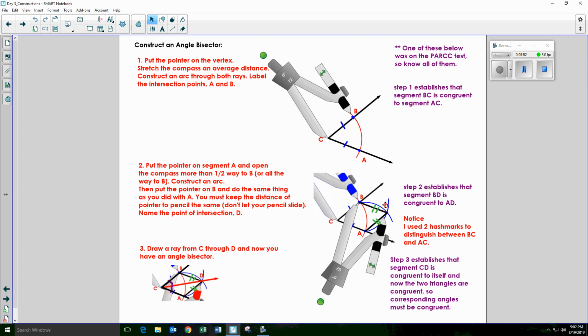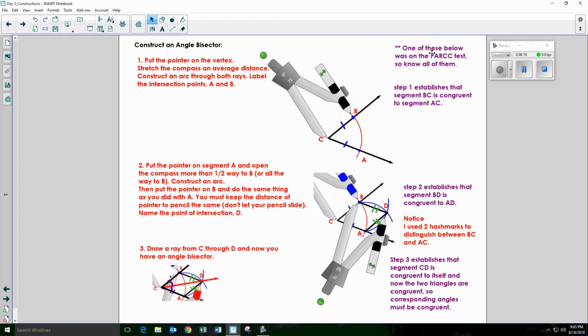So remember how we used hash marks on lengths of sides being congruent? We'll use arcs. These little arcs show the angles are congruent. So since that has one arc and that has one arc, that means these two angles are congruent. I could have had two arcs and two arcs. The same number of arcs means those angles are congruent, just like the same number of hash marks means those segments are congruent. Okay, so now that's how you construct it.